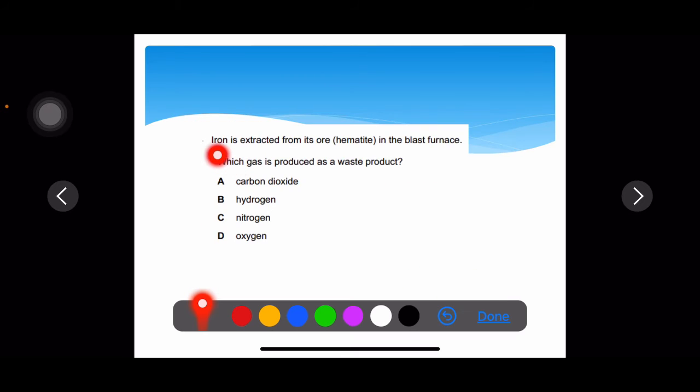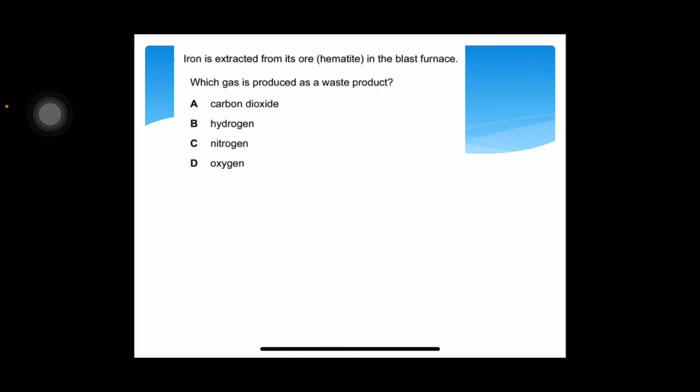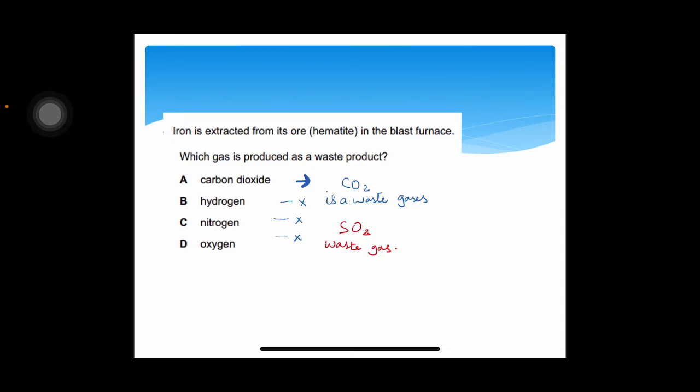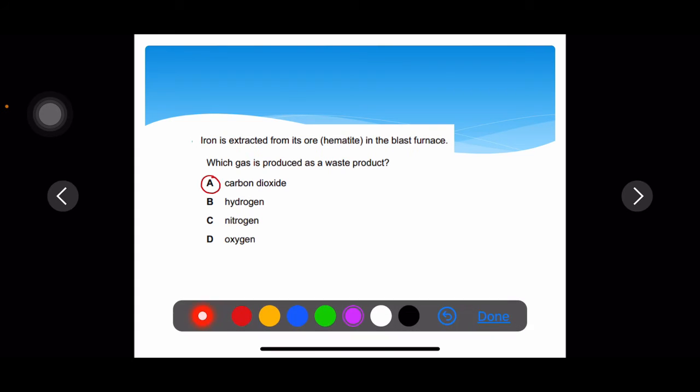Question number 2 says iron is extracted from its ore hematite in the blast furnace. Which gas is produced as a waste product? We have just revised there are two gases, carbon dioxide and sulfur dioxide. So options are carbon dioxide, yes, it is. Then comes hydrogen, nitrogen, oxygen. No, none of these gases are waste products. So the right option is carbon dioxide.